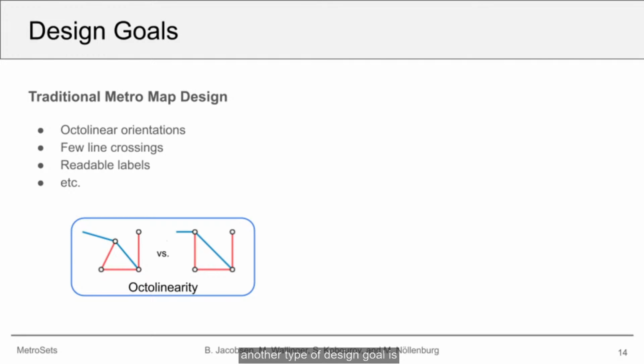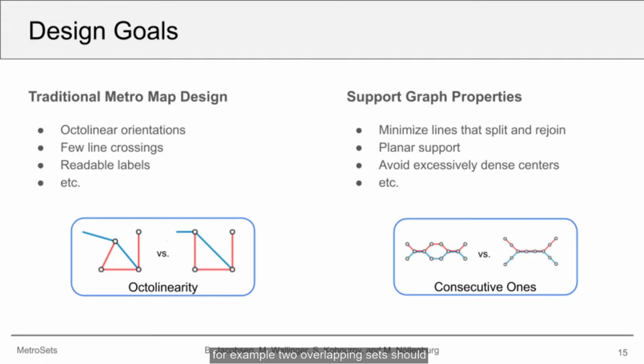Another type of design goal is associated with the algorithms for extraction of the support graph that represents the set system. For example, two overlapping sets should be drawn with simple lines running in parallel without repeatedly splitting and rejoining. This sort of goal would make no sense in traditional MetroMap design because it involves the geography of the metro system. But as we deal with abstract input that does not contain underlying geography, we have the freedom to optimize this, as well as other desirable goals, such as extracting planar support graphs and preventing hairball-like subgraphs.